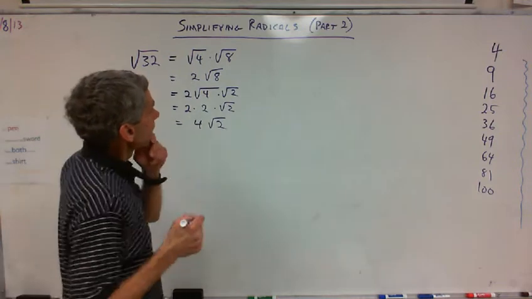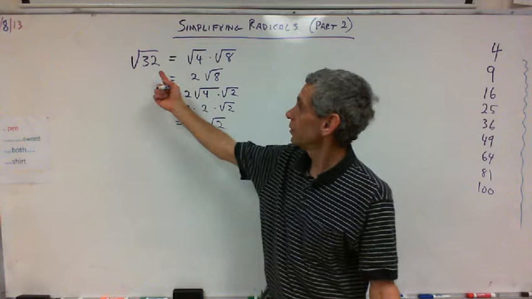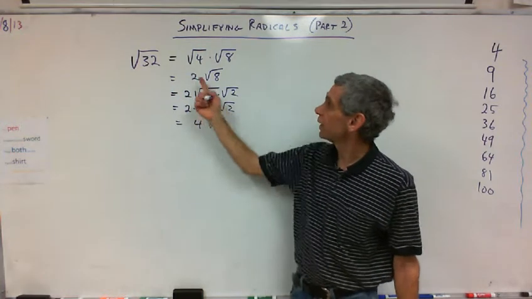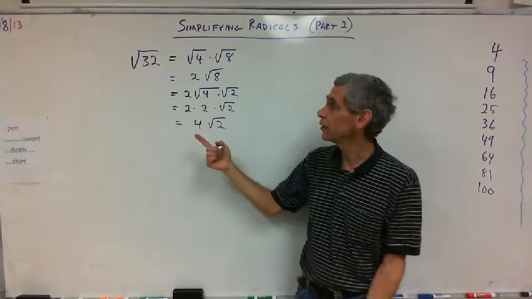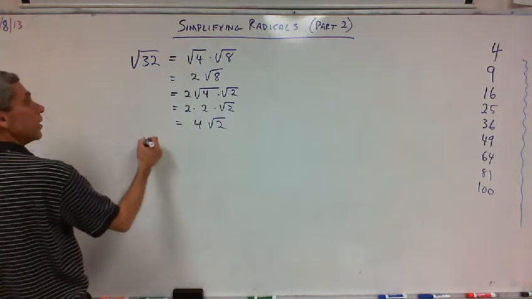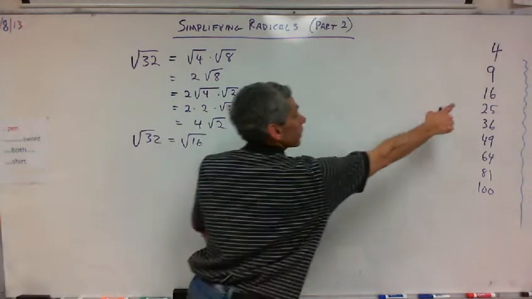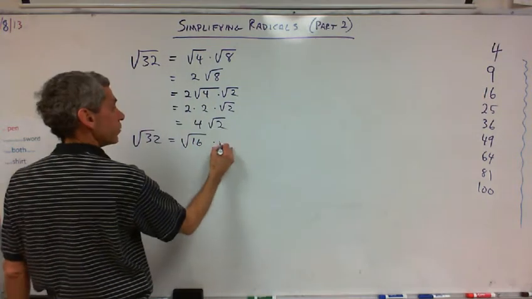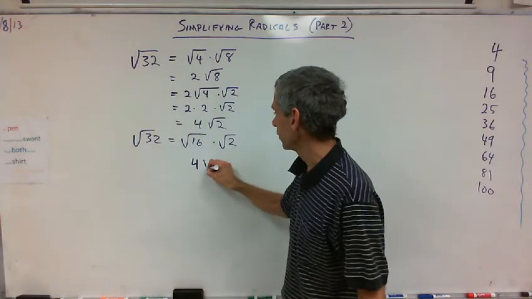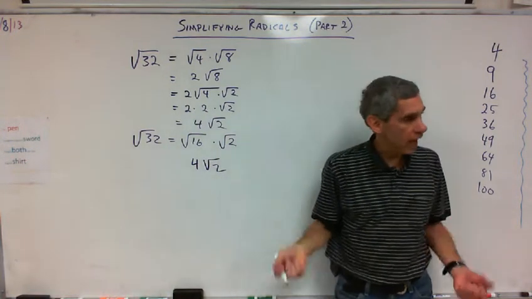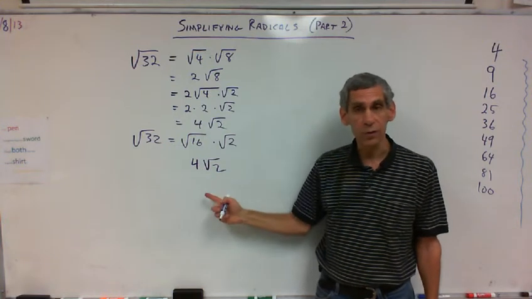But we found out yesterday that we could have also, since we took out a 4 twice, look, we took out a 4 and we took out a 4. So 4 times 4 is 16. We could have just gone straight to 16. We could have said that the square root of 32 is equal to the square root of 16, a perfect square, times the square root of 2. That also equals 32, right? So that is immediately 4 times the square root of 2. It makes it so much faster. If you start with the highest number, it's so much quicker.